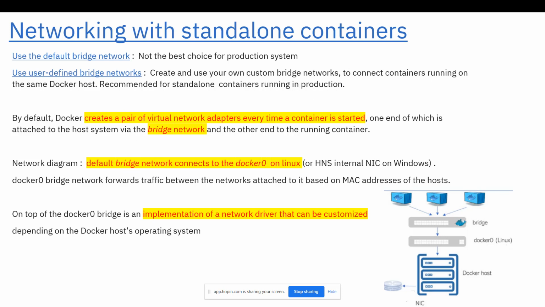By default, Docker creates a pair of virtual network interfaces. You can see it here. Every time a container is started, one end of the pair is attached to the host via the bridge network. You can see it here. And the other to the running container. So this is the bridge network diagram. The default bridge network is accessed through docker0 on Linux. You can see here that there is docker0 on Linux or an internal vEthernet on Windows. Docker's default bridge network forwards traffic between the networks attached to the bridge, based on MAC address of the host. On top of the docker0 bridge, we can implement our network driver, depending on the Docker host operating system.